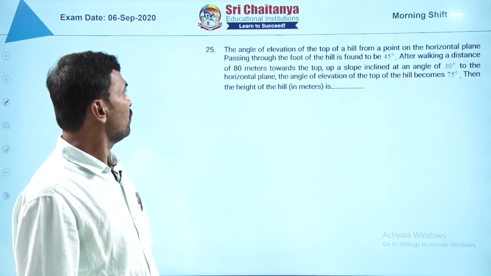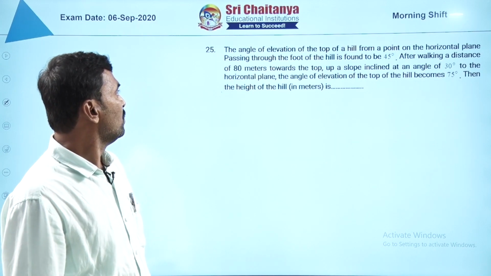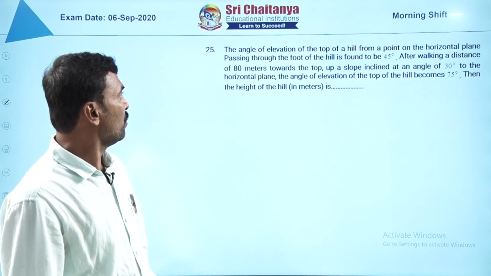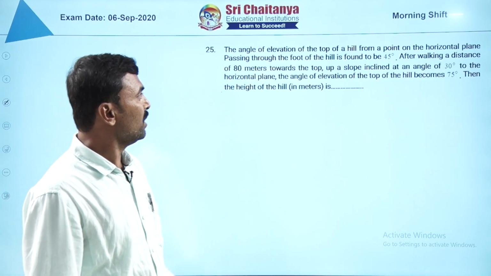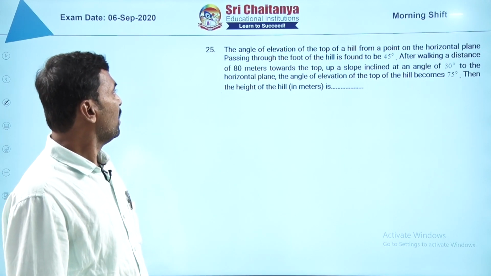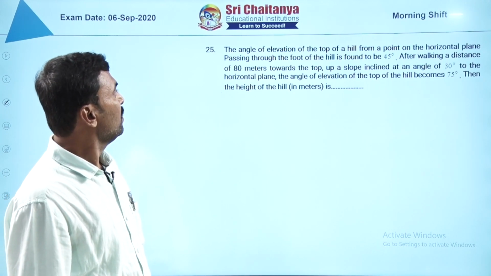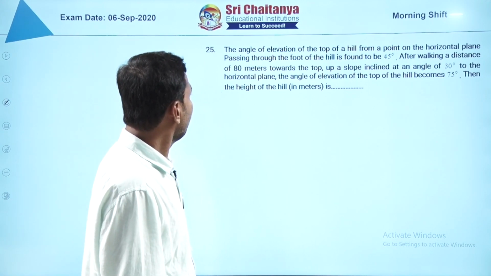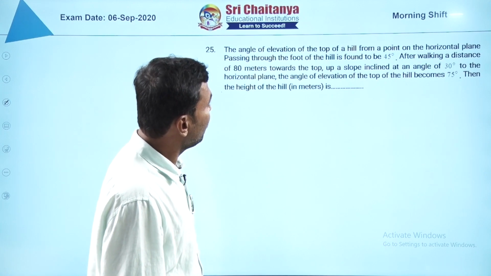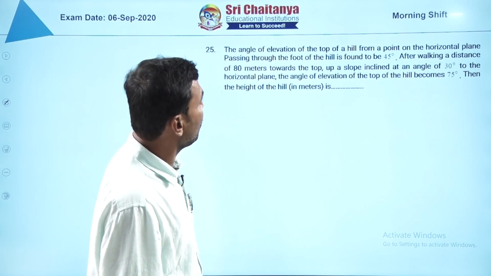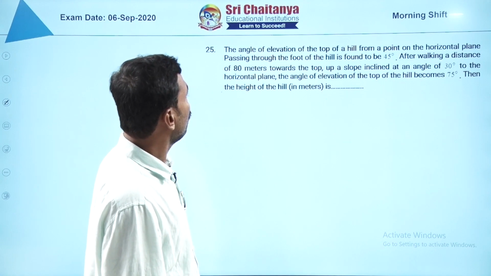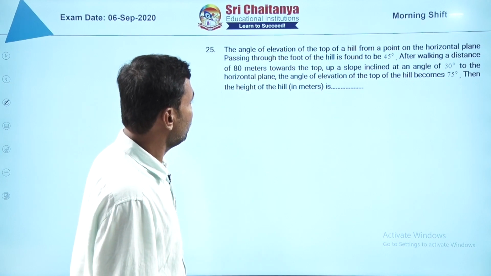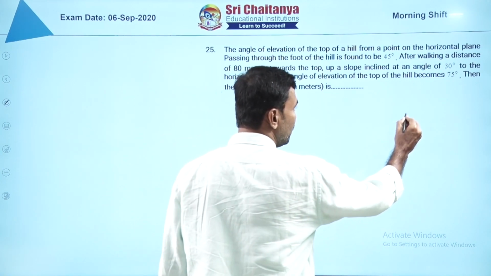This problem is from heights and distances. Heights and distances problems, if you draw the diagram properly, then you can do the problem very easily. Now, I am trying to draw the diagram by reading the problem. The angle of elevation of the top of a hill from a point on the horizontal plane passing through the foot of the hill is found to be 45 degrees. So, for the first sentence I am drawing the diagram.